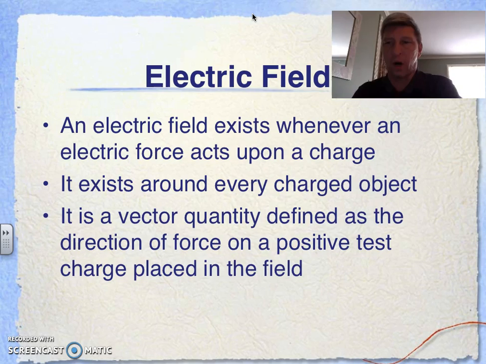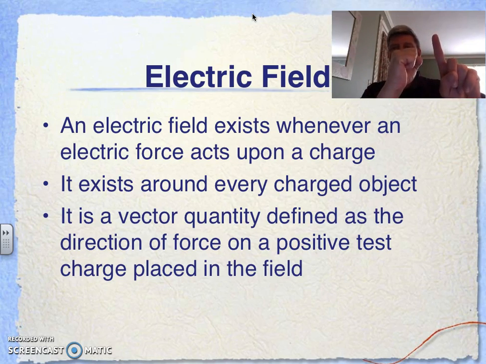Now, electric fields are vector quantities, and they are defined as the direction of force on a positive test charge. This is important, on a positive test charge placed in the field. So let's say that my fist represents a positive charged particle, and my little finger represents a positive test charge. If both of these things are positive and the point charge is stationary, what's going to happen to the test charge? Well, it's going to be repelled, and it's going to go away.